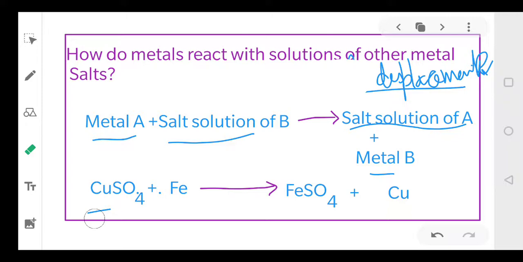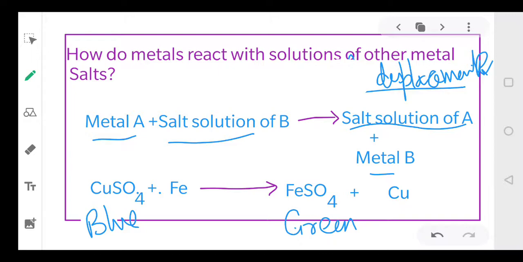Copper sulfate is of blue color. Okay, copper sulfate is blue in color. Iron sulfate is green in color. So you will observe that suddenly the blue color fades away and the green color starts reappearing in the solution, right? So iron being more reactive will displace copper from its solution and form its own salt, and copper will be removed from the solution.